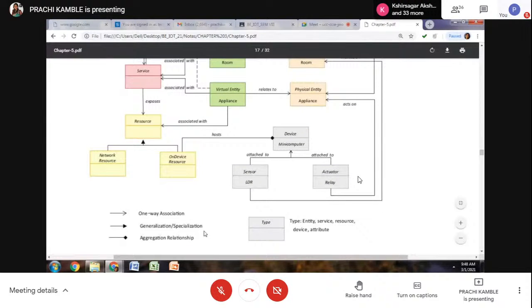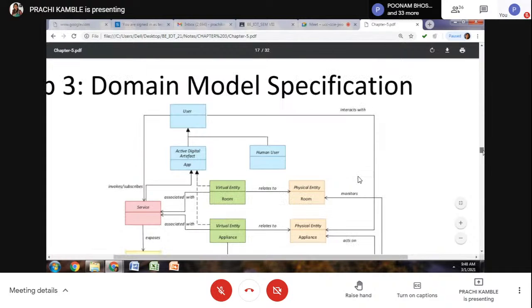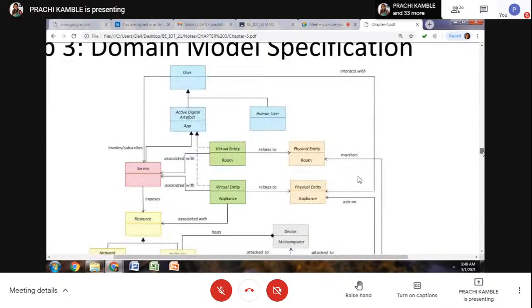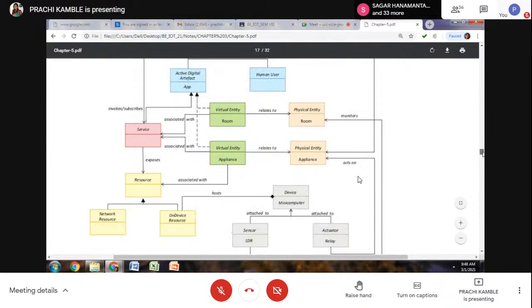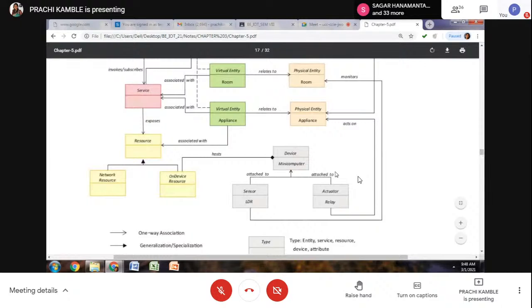So let's look at the entities. Here the types are entity, service, resources, device, and attributes. Start from interacts with. Here we have a user at the top level, the application layer.